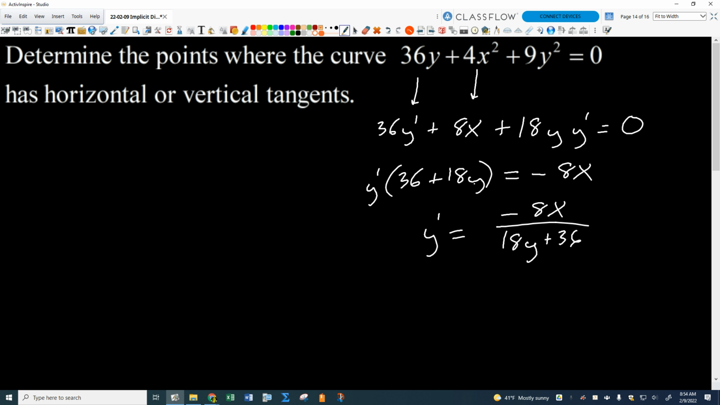So now can anybody tell me, I've got a rational function here, right? I've got a fraction. Where would any fraction equal 0? What's happening in a fraction when it equals 0? The numerator is 0, right? We get 0 on the top and not 0 on the bottom. So the condition where this would be equal to 0 would be when negative 8x equals 0. So when x equals what? 0. When x is 0, the numerator is 0, and therefore the slope is 0.